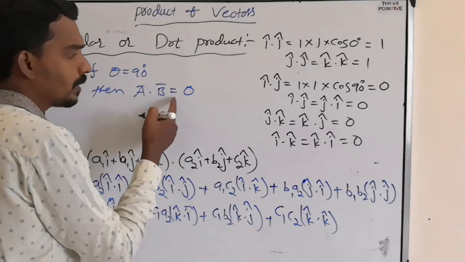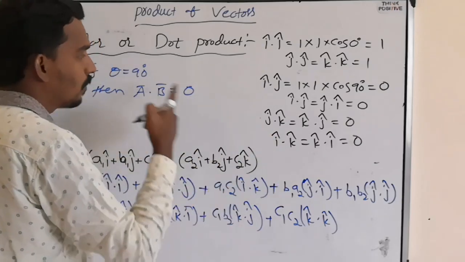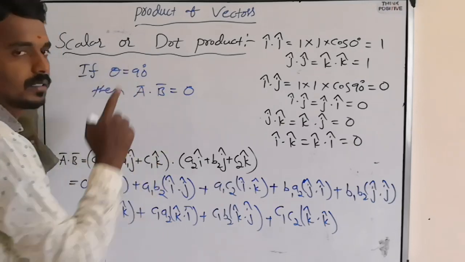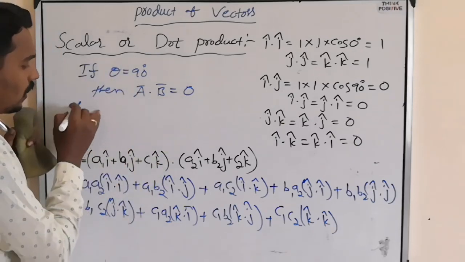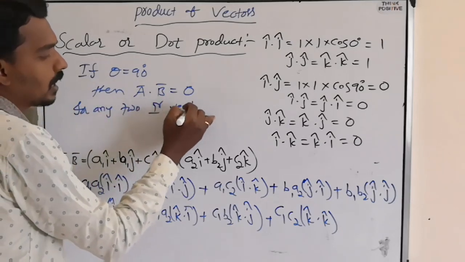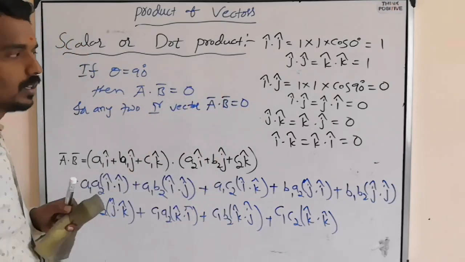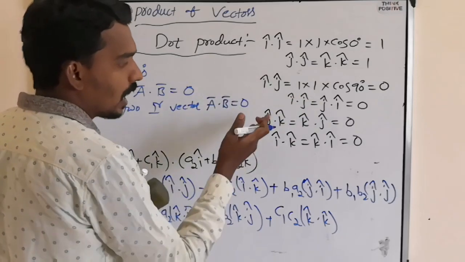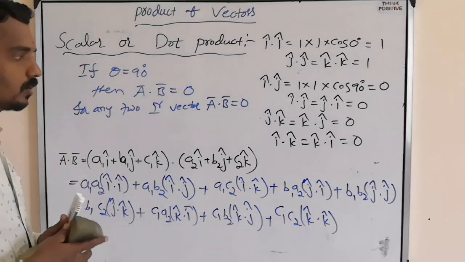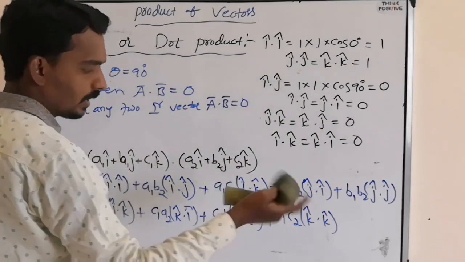Because a bar dot b bar equals ab cos theta, and perpendicular means 90 degrees, so cos 90 is how much? 0. So for any two perpendicular vectors, their dot product must be 0. That is, i dot j, j dot k, or i dot k must be 0.